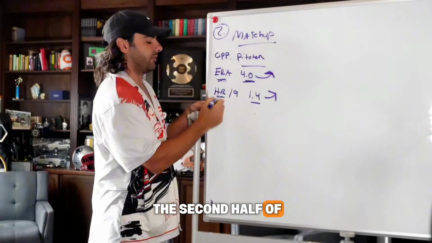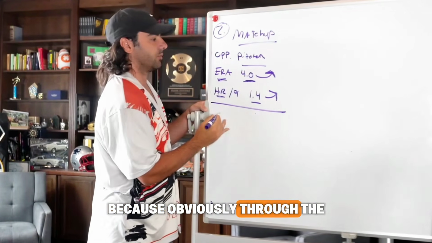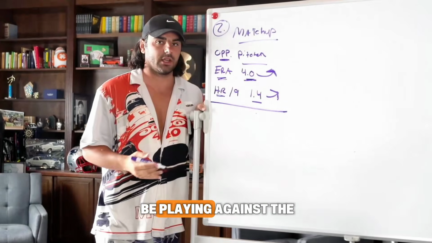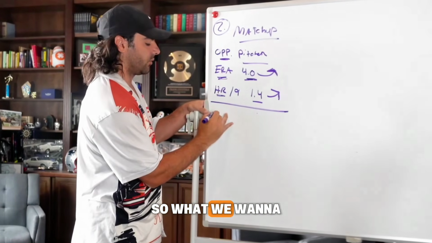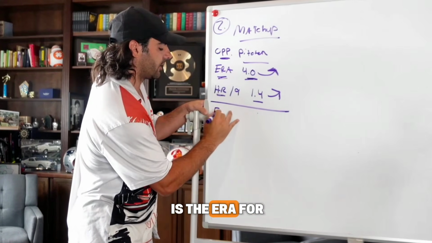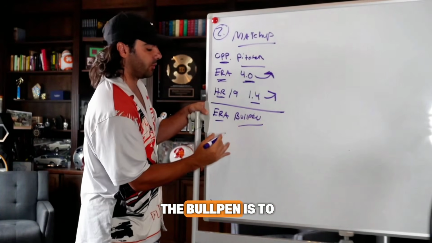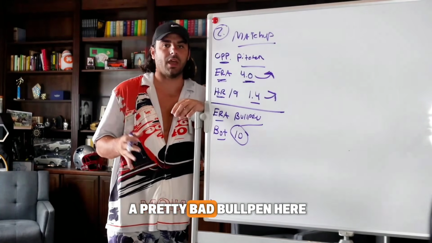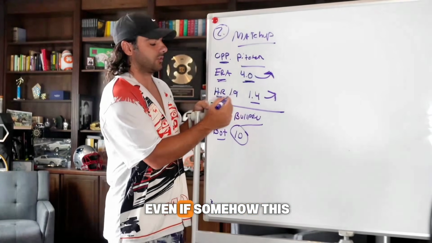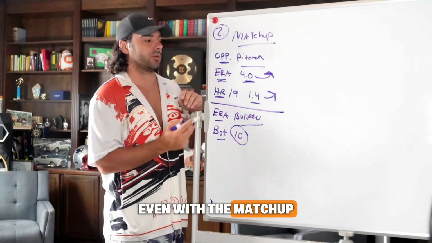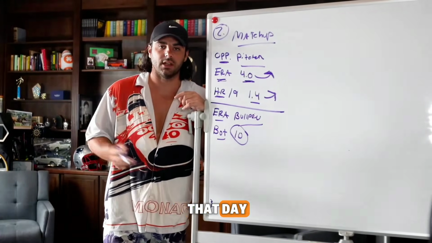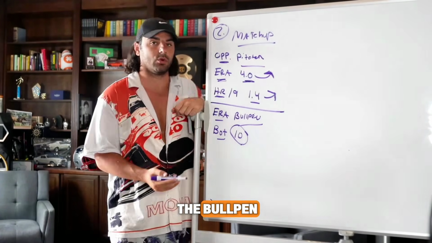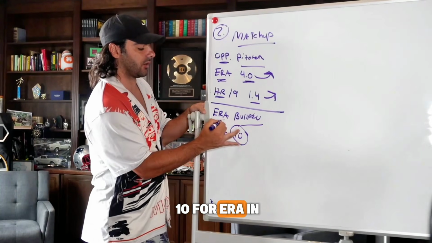Now let's get to the second half of the matchup here. Obviously through the first half of the game, they're going to be facing this pitcher, but they're also going to be playing against the bullpen as well. So what we want to look at is the ERA for the bullpen. And what we want for the ERA for the bullpen is to be bottom 10. So we want a pretty bad bullpen here. The reason is that even if somehow this pitcher comes out, even with the matchup, and he just felt like throwing a gem that day, and maybe he only gives up 1 run, we still want to be able to tag some runs here with the bullpen. So we want bottom 10 for ERA in the bullpen.